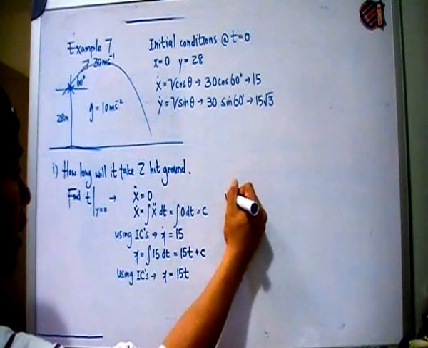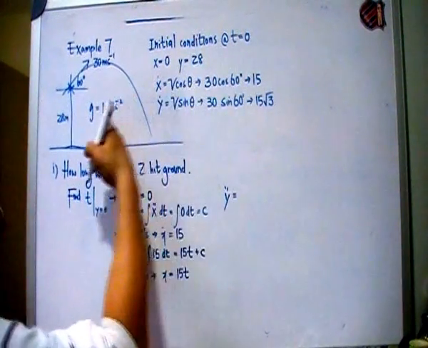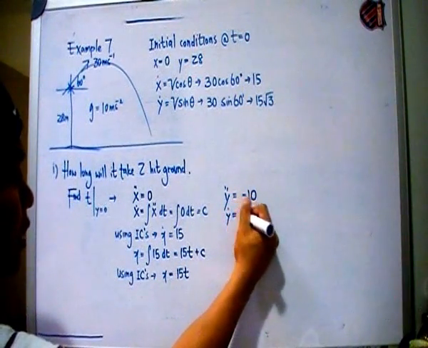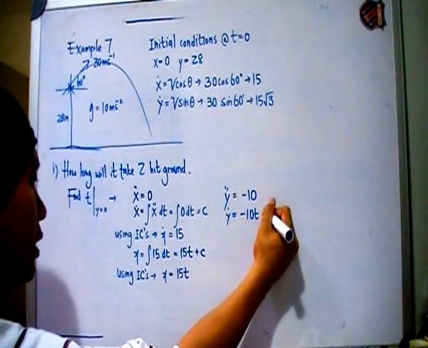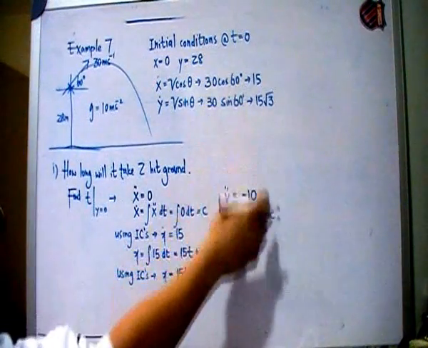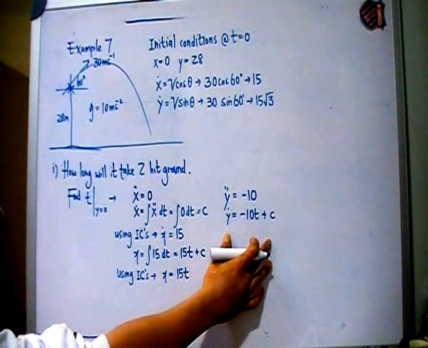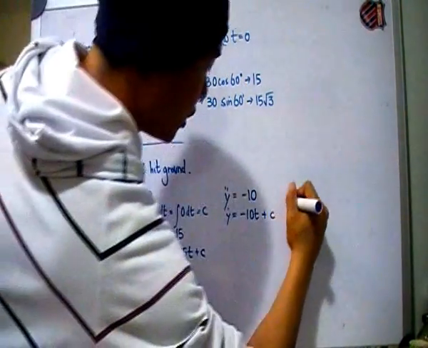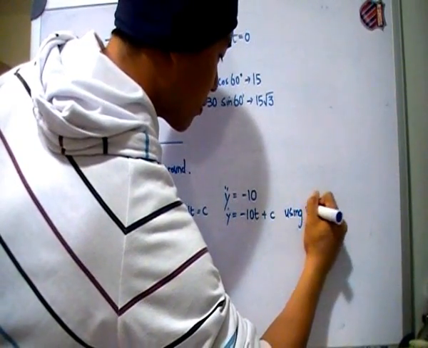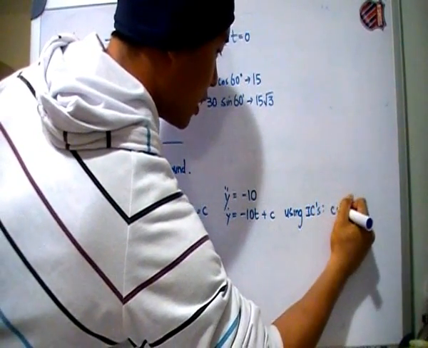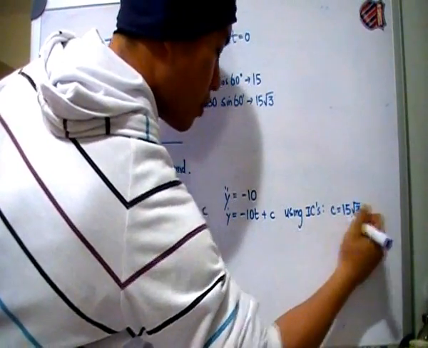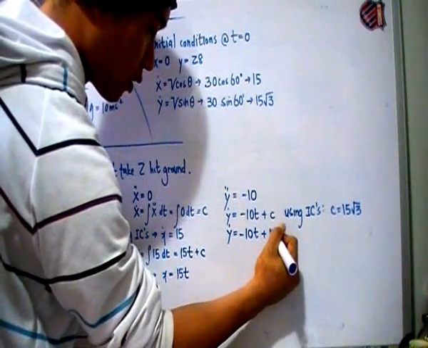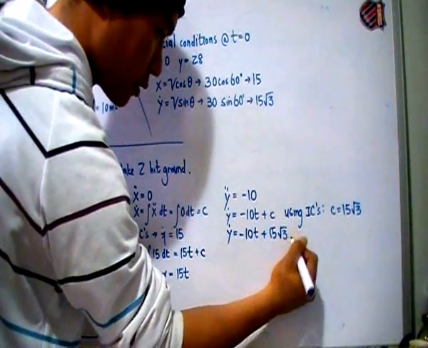And then you've got your y equations. Y double dot equals, here it gives you 10 as g, so start off as minus 10, and you'll get y dot equals minus 10t plus c, because you integrated that. And your y dot here, at t equals 0, y dot equals 15 root 3. So using initial conditions, you get c equals 15 root 3. Plug that in: y dot equals minus 10t plus 15 root 3.